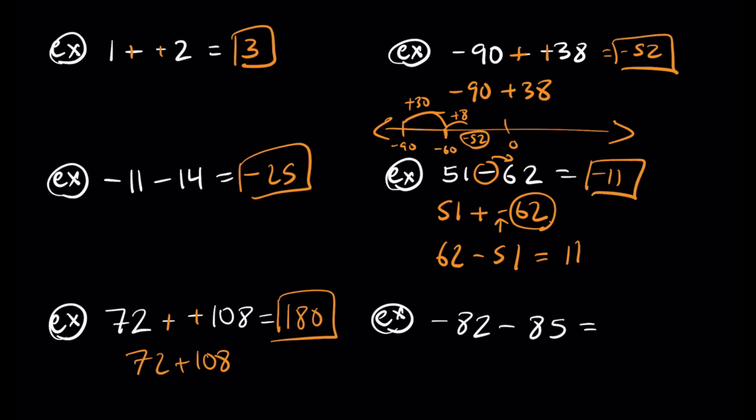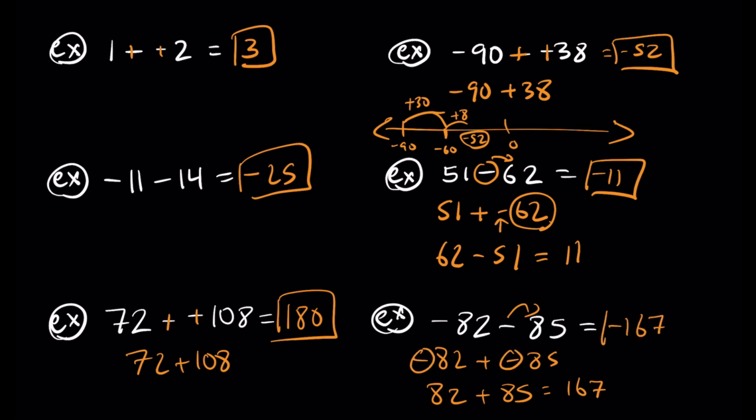Negative 82 minus 85. I'm going to attach that negative to the 85, and I'll have negative 82 plus negative 85. These have the same sign, so I can just add the numbers and keep the sign the same. So 82 plus 85 is 167, and they were both negatives to begin with, so it's going to be negative 167.